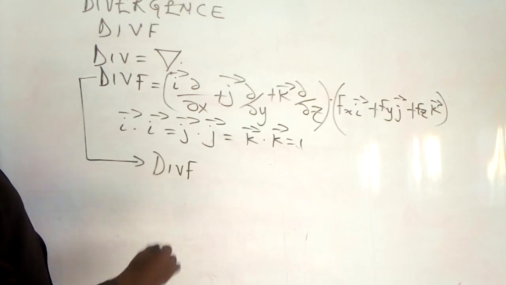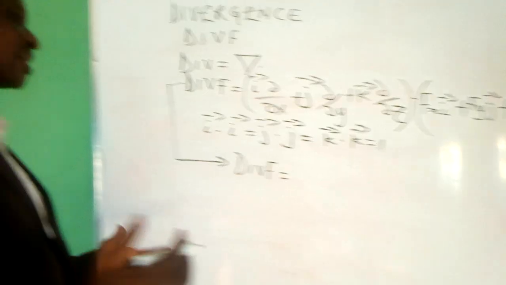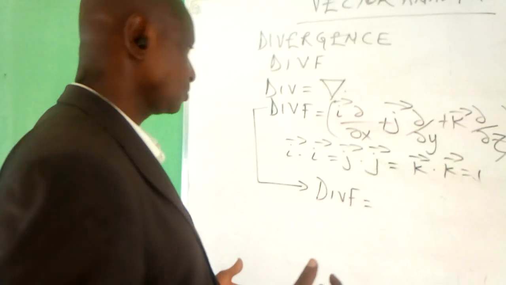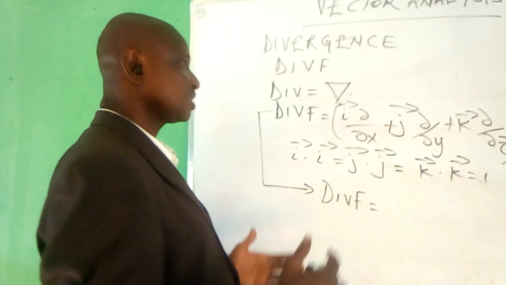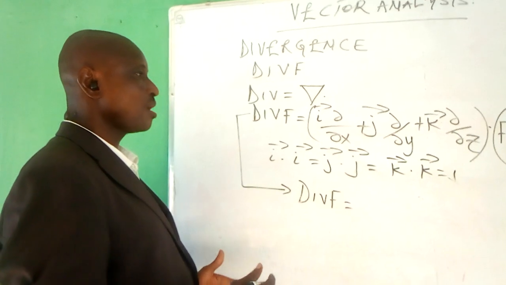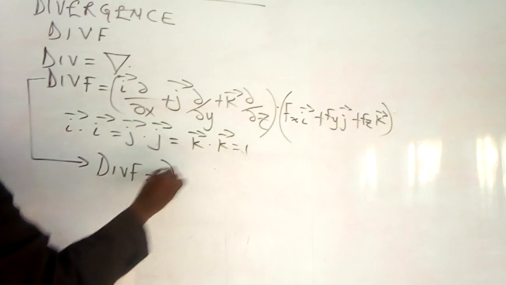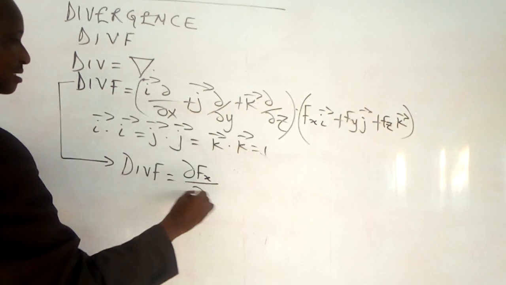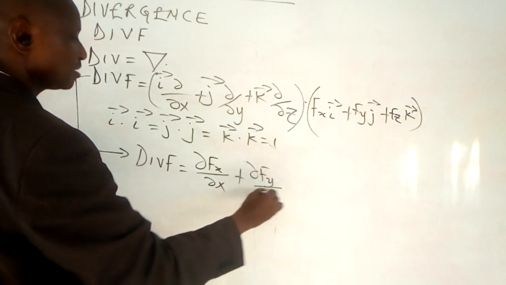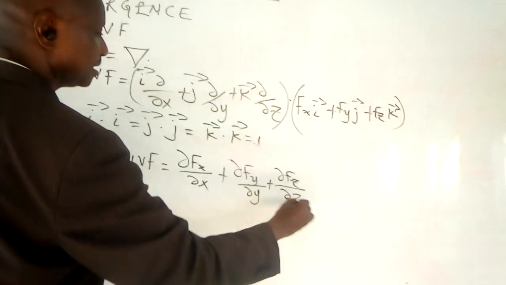of F, perhaps a force field, it could be an electromagnetic force field, it could be a mechanical force field, a tripartite directional field function with respect to x, with respect to y, and with respect to z. That's a tripartite directional vector function. So that divergence F will now be given as partial F x-axis with respect to x, plus partial F y-axis with respect to y, plus partial F z-axis with respect to z.